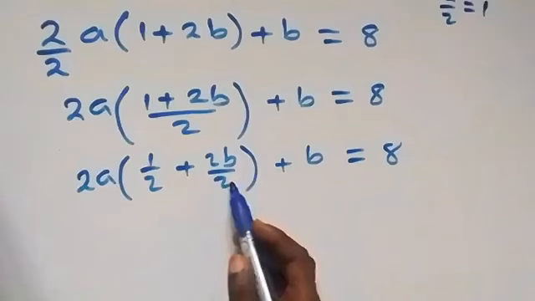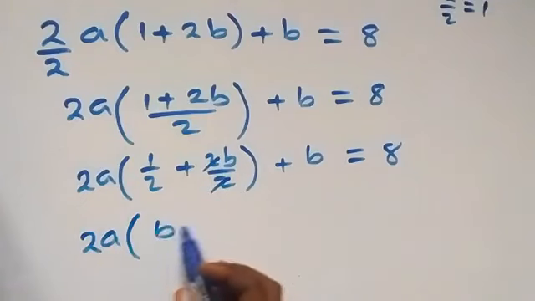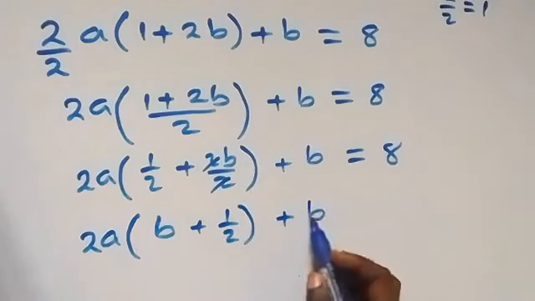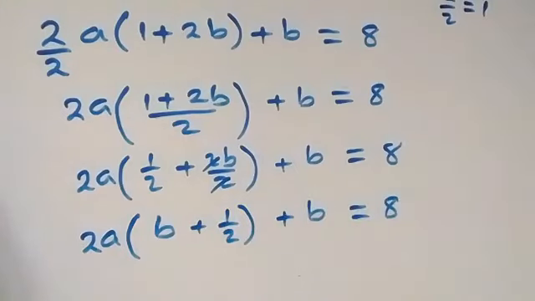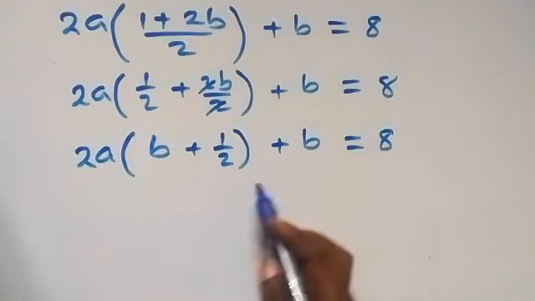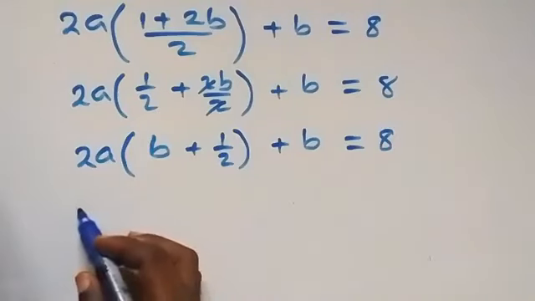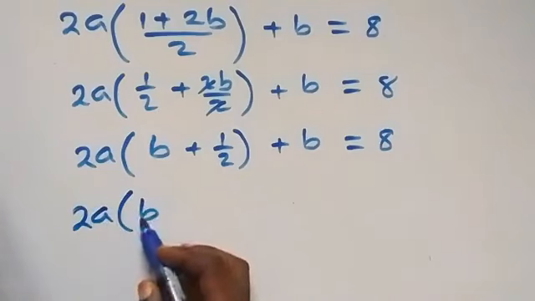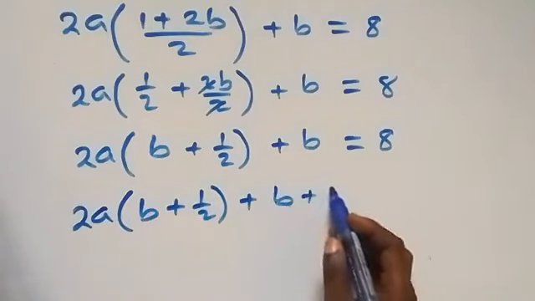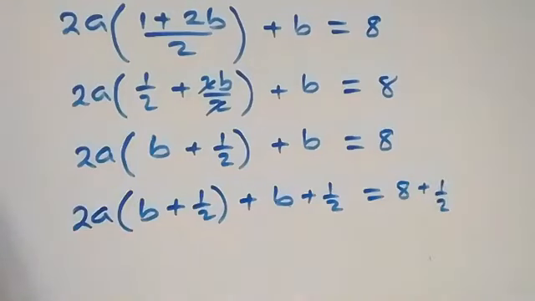Then from here, these two will cancel each other, then we can write this as 2a into bracket b plus half, close bracket, then plus b, now equals 8 on this side. Then here, let's also make this b plus half. As we have it here, that means we are going to add half to both sides. Then we have 2a into bracket b plus half, close bracket plus b plus half, now equals also 8 plus half on this side.